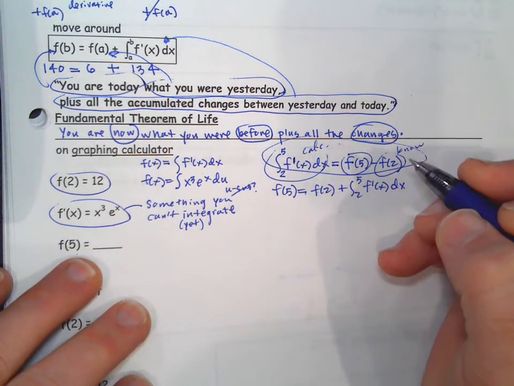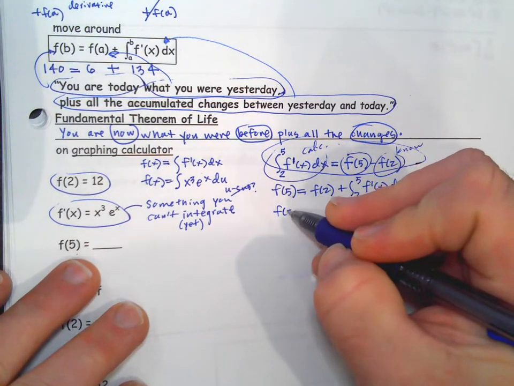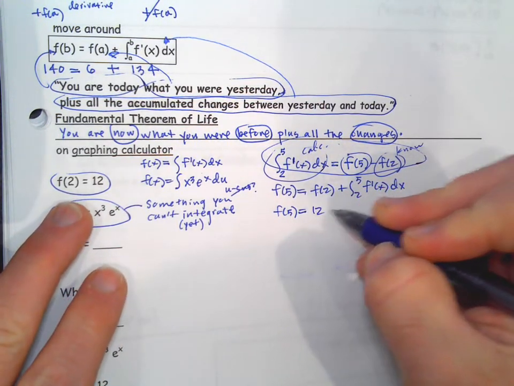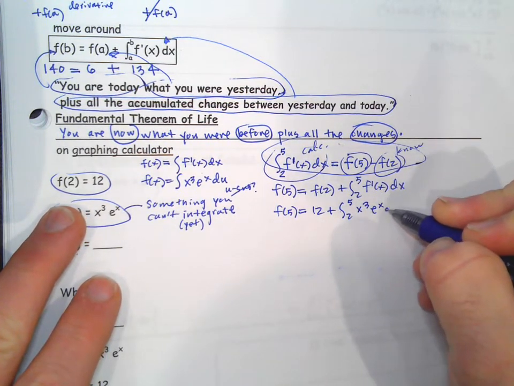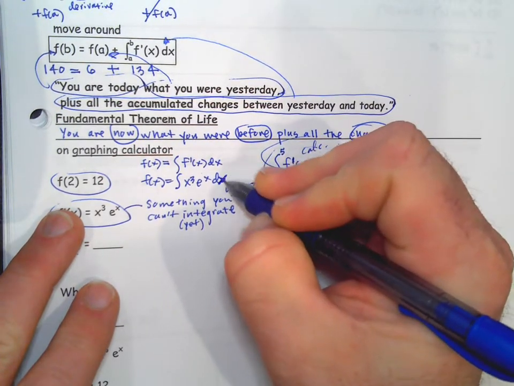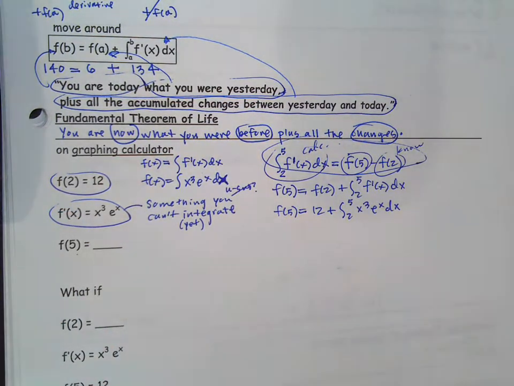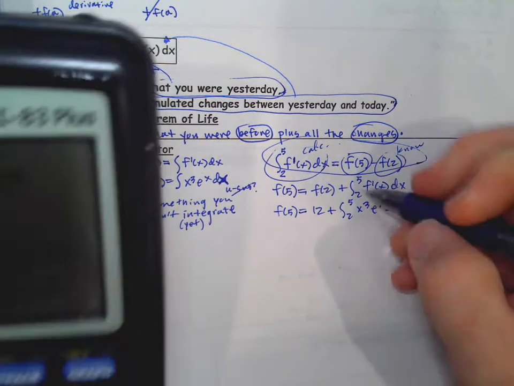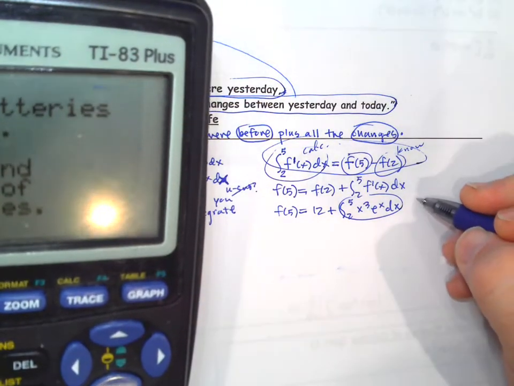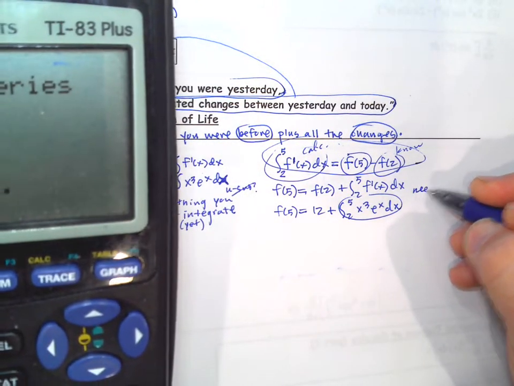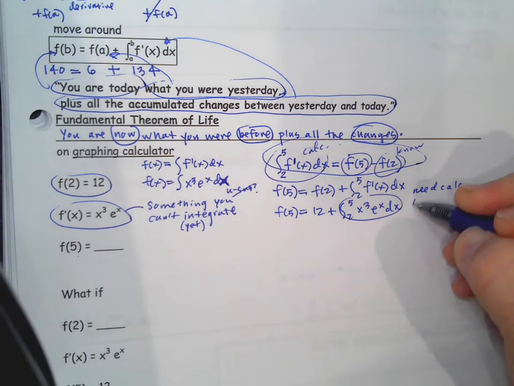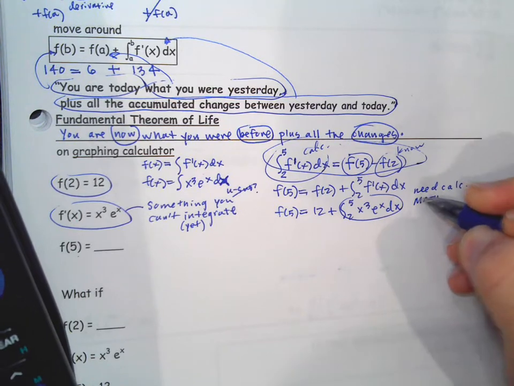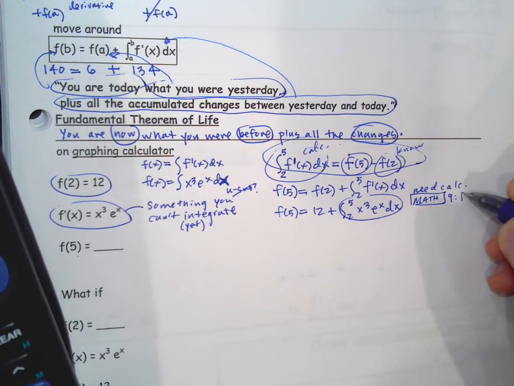Now, on our calculator, we have f of 2 is 12. And we want to integrate x cubed e to the x dx. I put a du there. Okay. Now, our calculator can do this. Just to remind you, I wouldn't do it on the graph screen, but we do need our calculator. I would do math 9, which gives you fnInt.